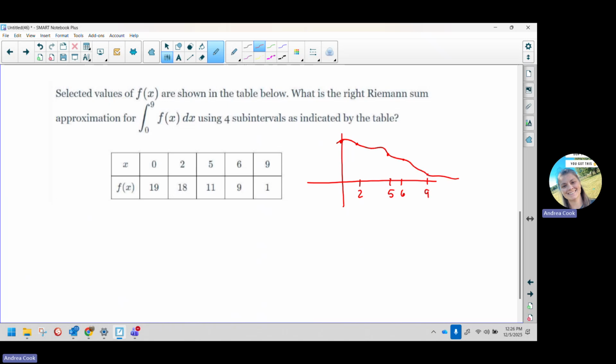Okay, so that's my function f of x. Well, what is this asking me to do? It's asking me to use right Riemann sums. Well, right Riemann sums is a fancy way of saying right rectangles.